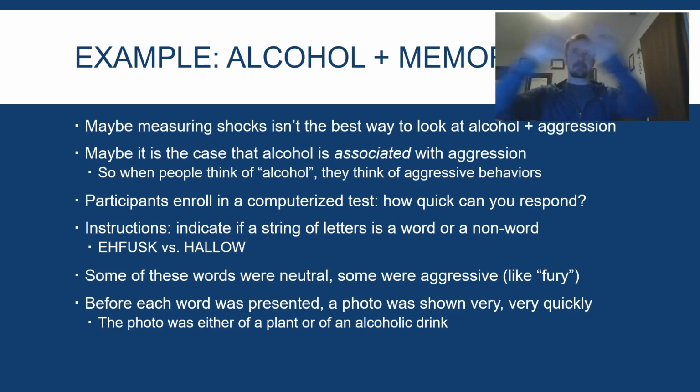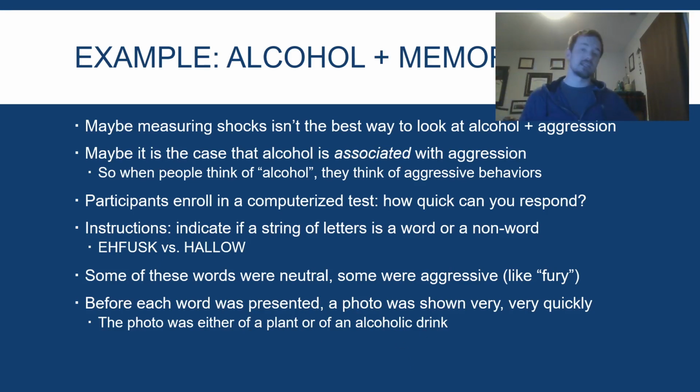Why? Because if you're imagining graphing out your expectations for this data, we are looking at how quickly can someone respond to this, right? So we're going to expect that people are going to maybe respond a little bit faster to aggressive words compared to neutral words. But whenever we show them an alcoholic drink, we're going to expect that they respond much faster than when we show them a neutral photo, like a plant. So we're not expecting any difference for neutral and aggressive when we show them plants, really, but we are expecting a difference when we show them an alcoholic drink.